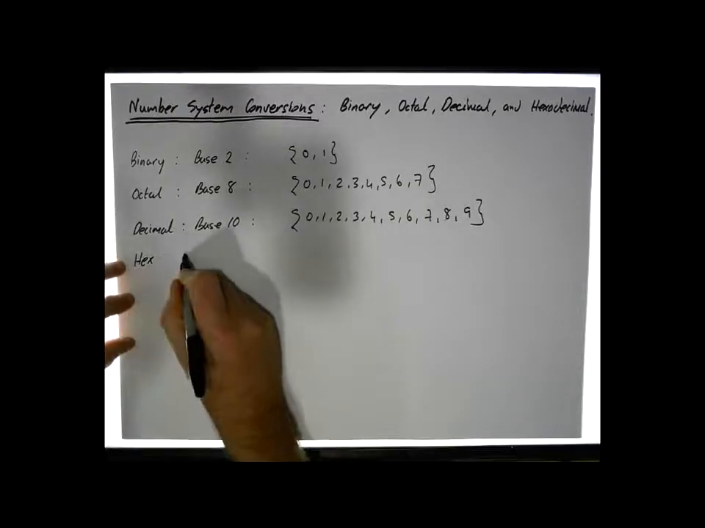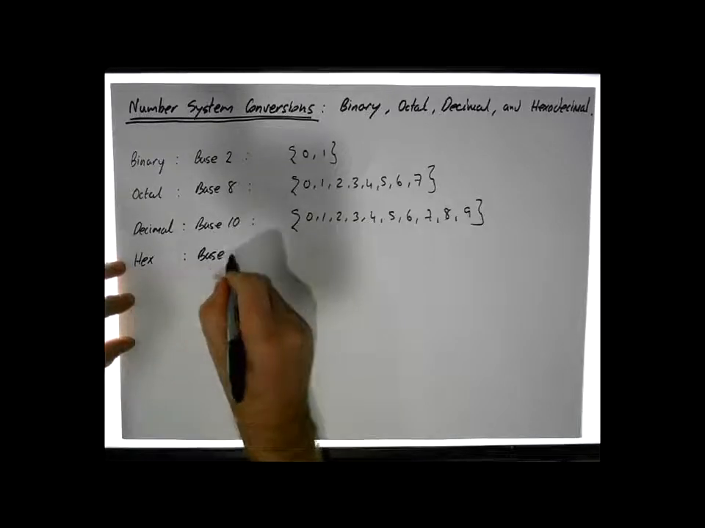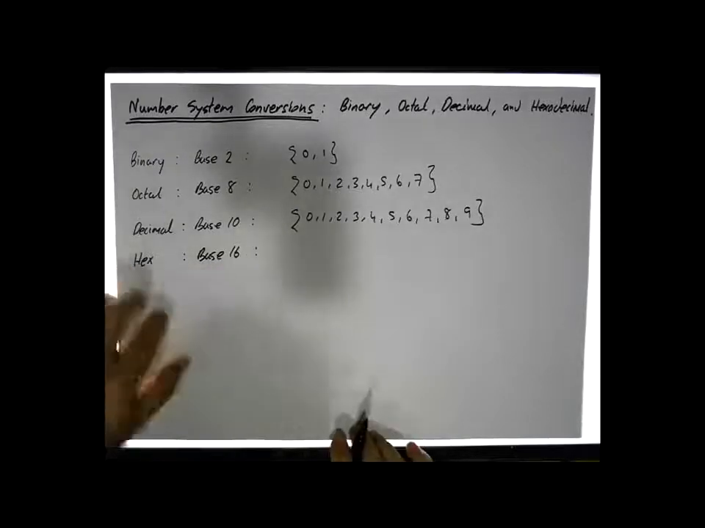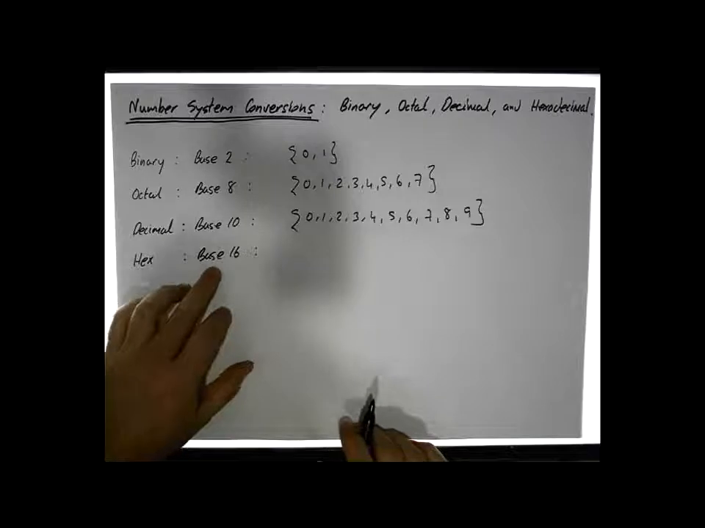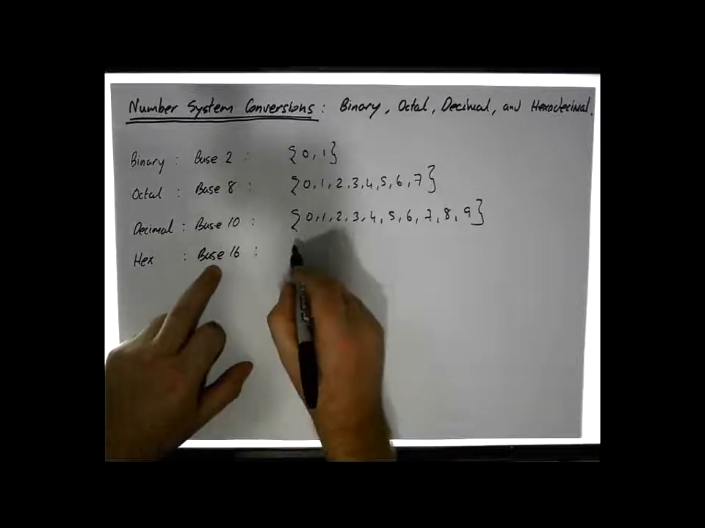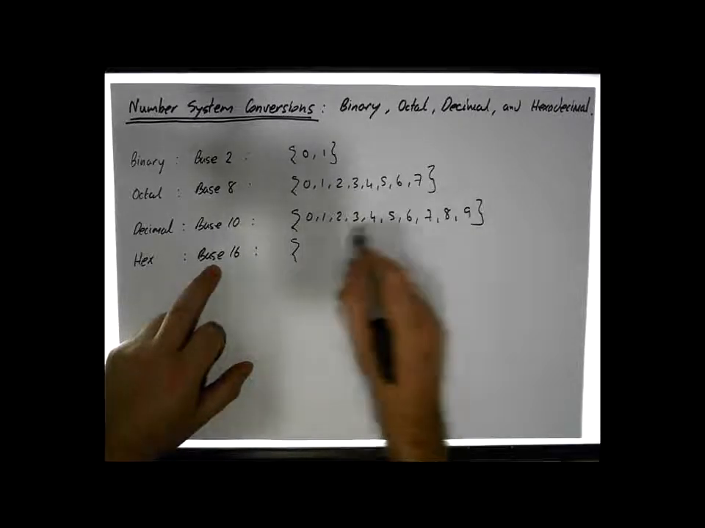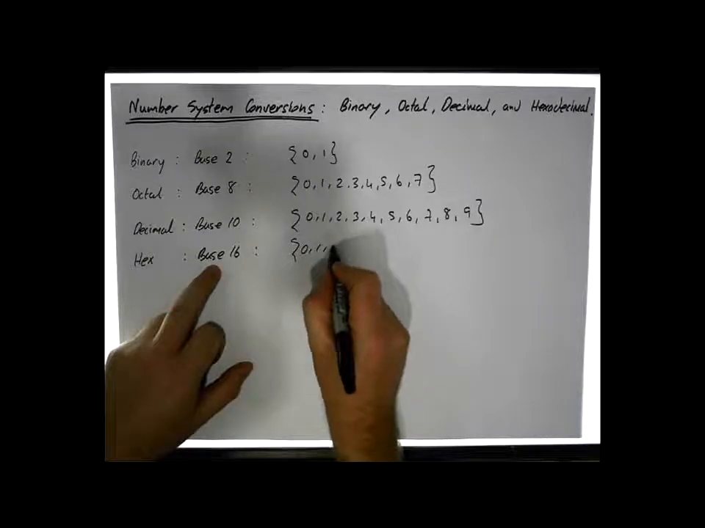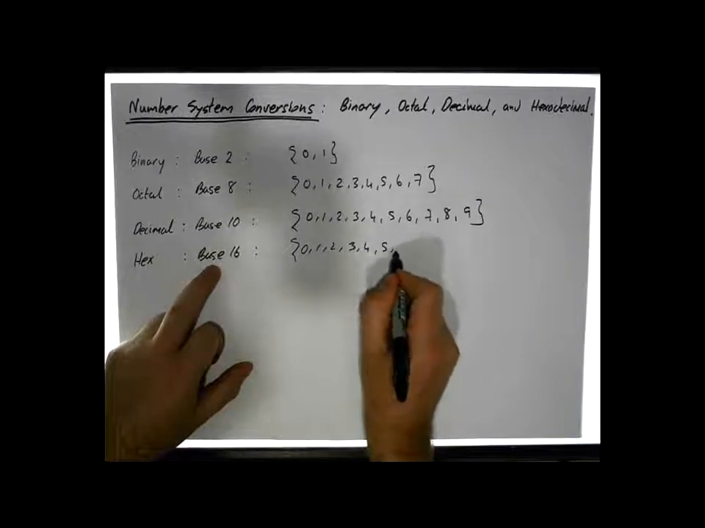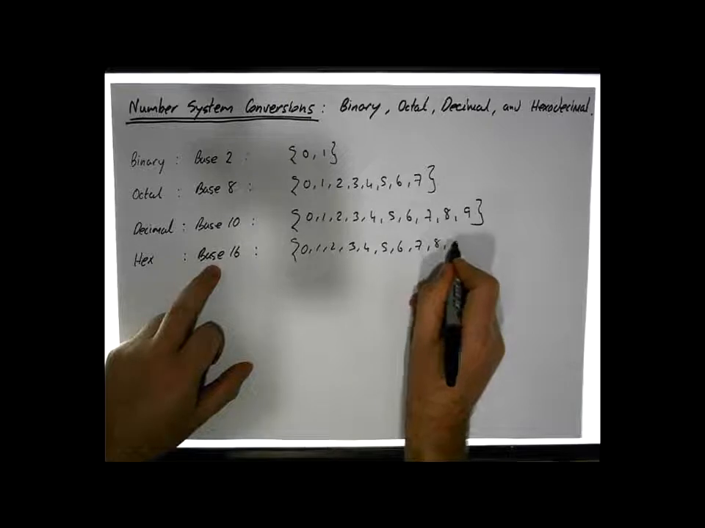And then finally, especially in computing, what's really important is what's known as hexadecimal, or hex, which is base 16. That's numbers composed of digits taken from a set that contains 16 digits. You can see it's going to contain all these digits here: 0, 1, 2, 3, 4, 5, 6, 7, 8, 9.